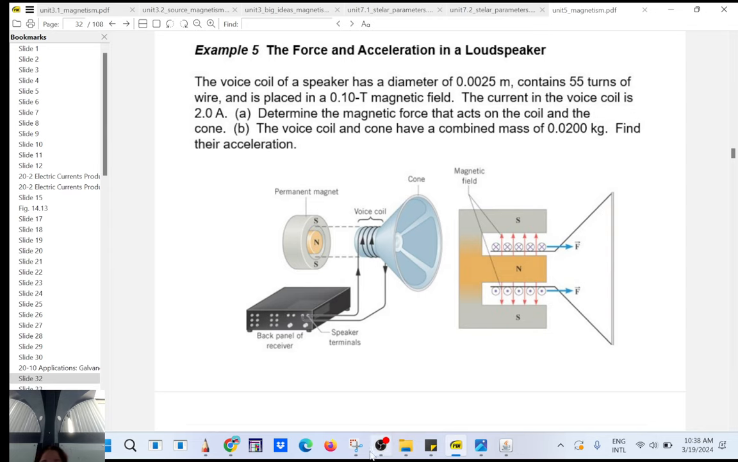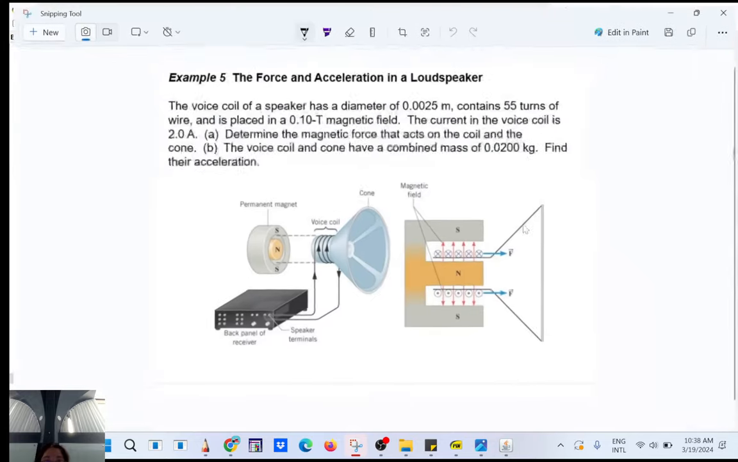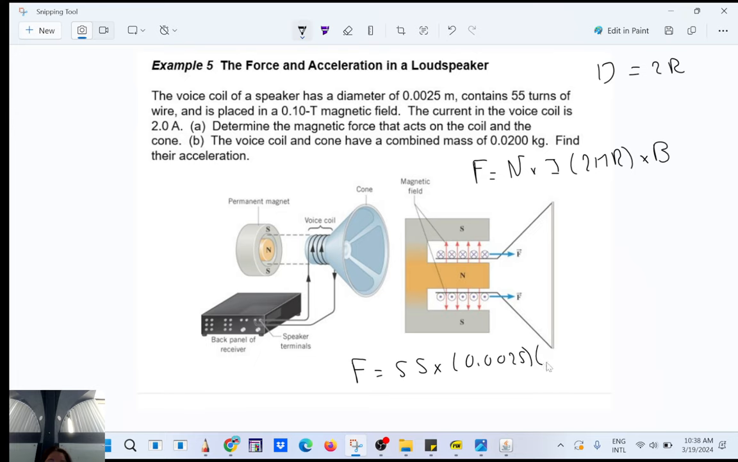Okay, so let's do it very quickly here. Let's apply this equation. The magnetic force adds up because on each loop you have the magnetic force. So the magnetic force will be the number of loops times the current times 2 pi r times the magnetic field. Typical magnetic field from a magnet, 0.1 Tesla. So it's twice the magnetic field from the Earth, right? So it will be 55 times 2R, and they are giving you the diameter. So diameter is exactly 2R. So it's going to be 0.0025 times pi times the current. I forgot the current, 2 times 0.1.